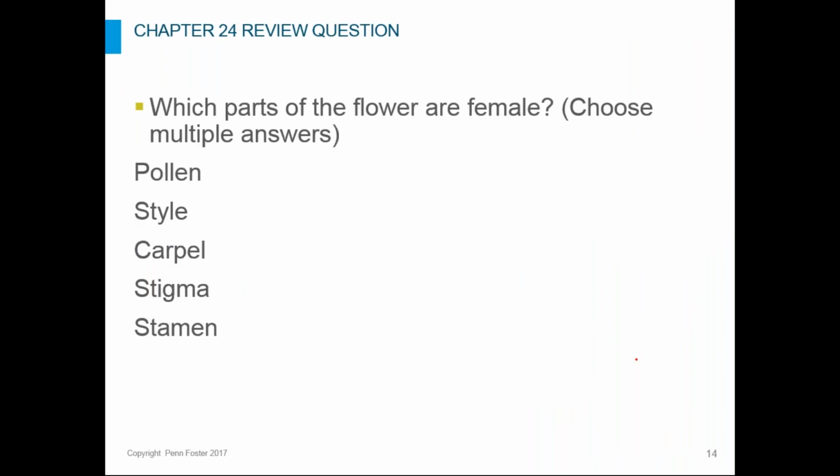And before we go any farther, we're just going to do a quick review question. So which parts of the flower are female? So there's more than one answer. Some of these are male, some of these are female. I'll let you think about it for a few seconds and then show you the answers.